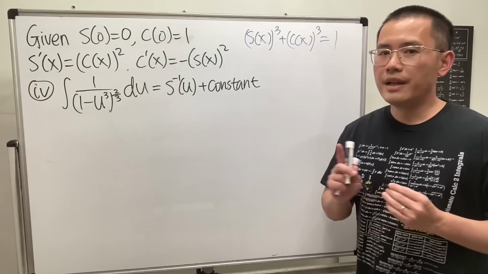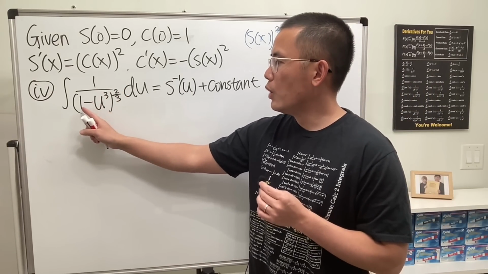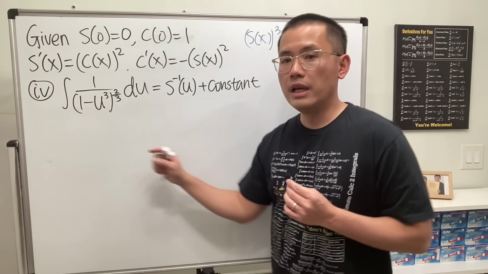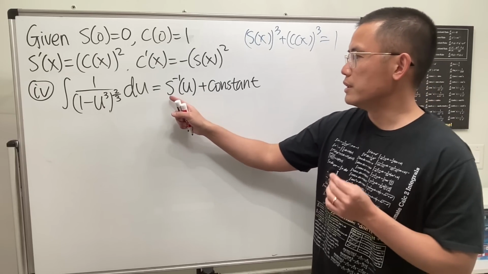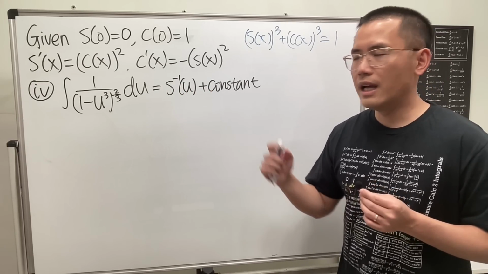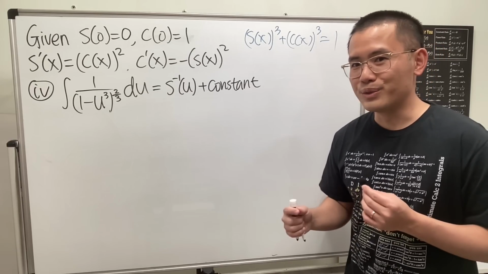That's it. Now for part 4, it gets really interesting. We'll be integrating 1 over 1 minus u to the third power in the parentheses raised to the 2 over 3 power, and here they gave us the answer, which is the inverse of s of u. So here we are given that the function s has an inverse. So how do we do this?